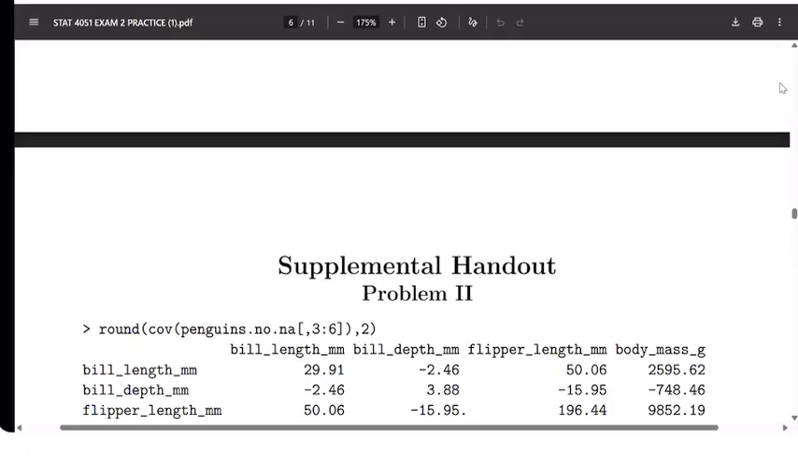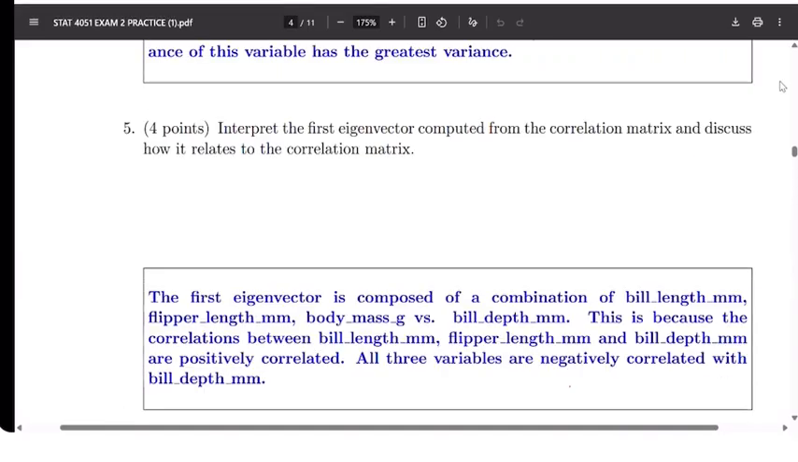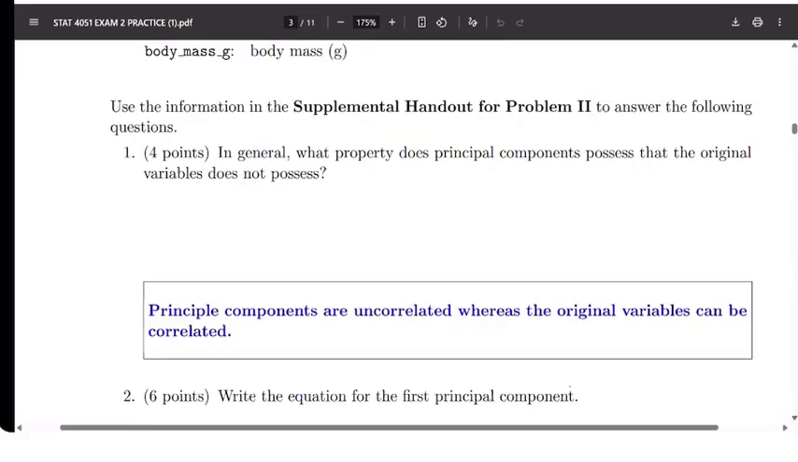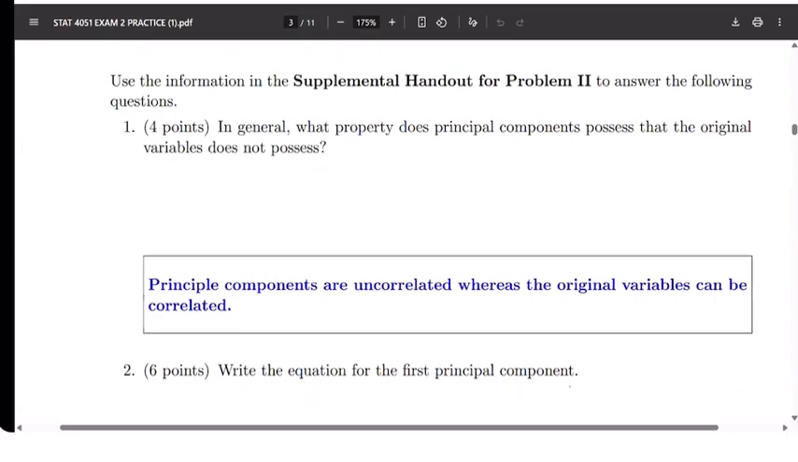I'm going to ask you a question. Pay attention to question number one. Question number one said, in general, what property does a principal component possess that the original variable does not? This is a theoretical question. If I were you, I would spend more time on principal component analysis. Of course, the principal components are uncorrelated, whereas the original features are correlated. I'm done. This is not from the R output, it is just a theoretical question.